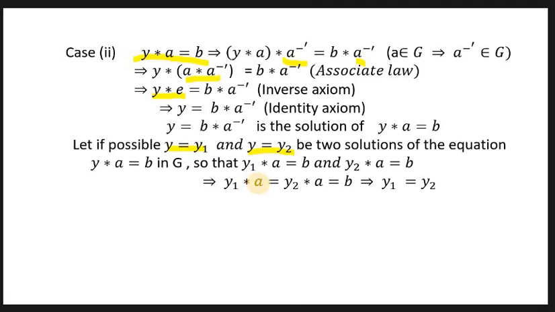By the right cancellation law, we can cancel these A's. So we get y1 is equal to y2, because both of them are equal. So the solution of y star A is equal to b is unique. In the previous case we proved that x star A is equal to b is unique, and here y star A is equal to b is unique.